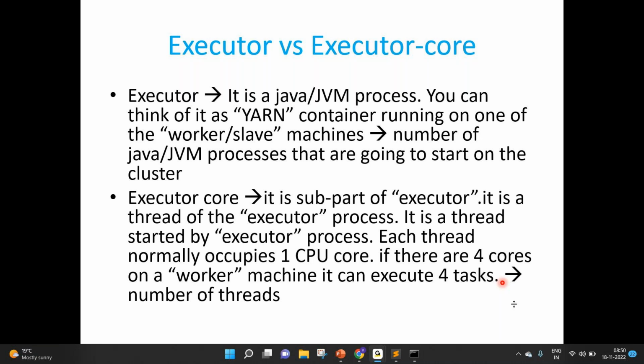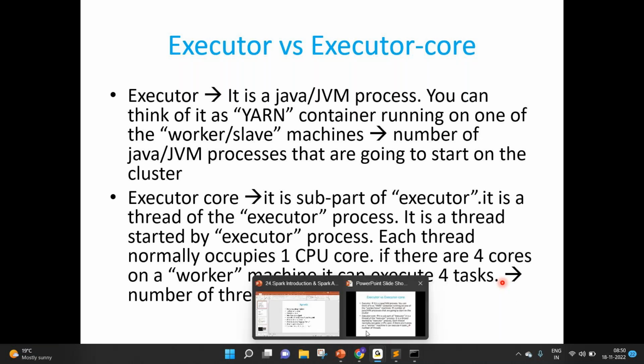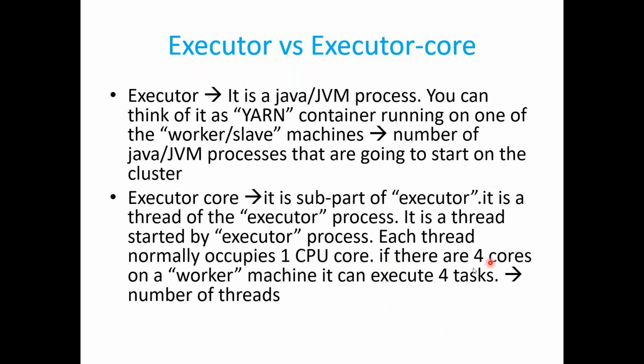Coming back to the point once again. If there are 4 cores on a given worker machine, it can execute up to a maximum of 4 tasks. So in short, an executor is a Java JVM process. Executor core is the thread started by the executor process.